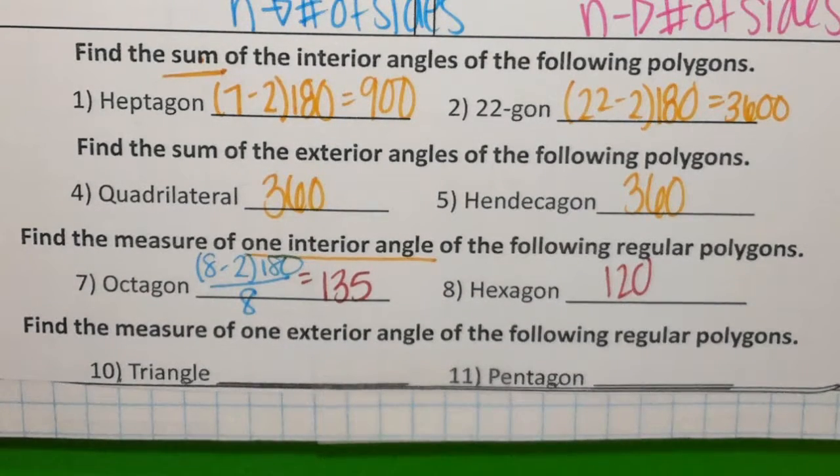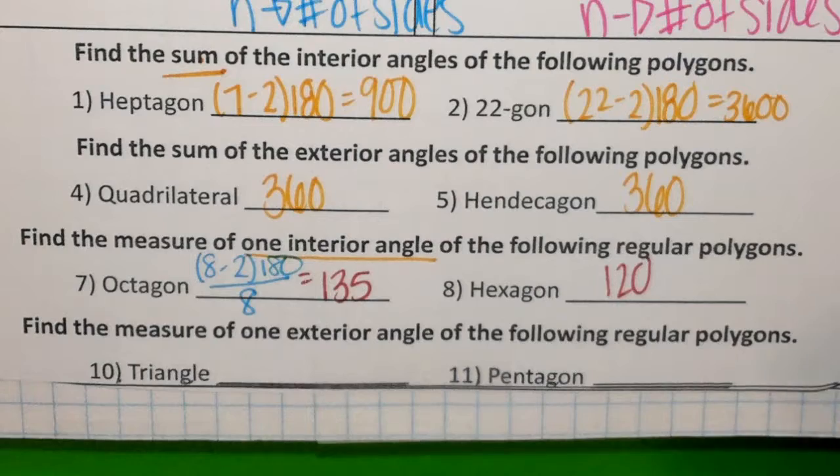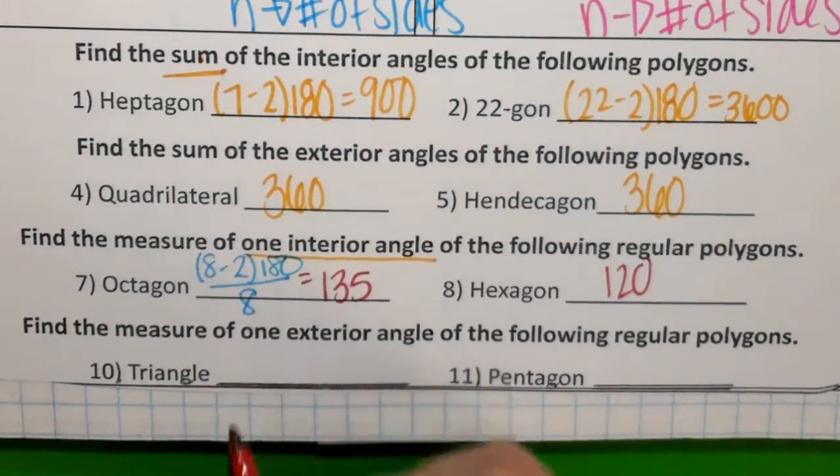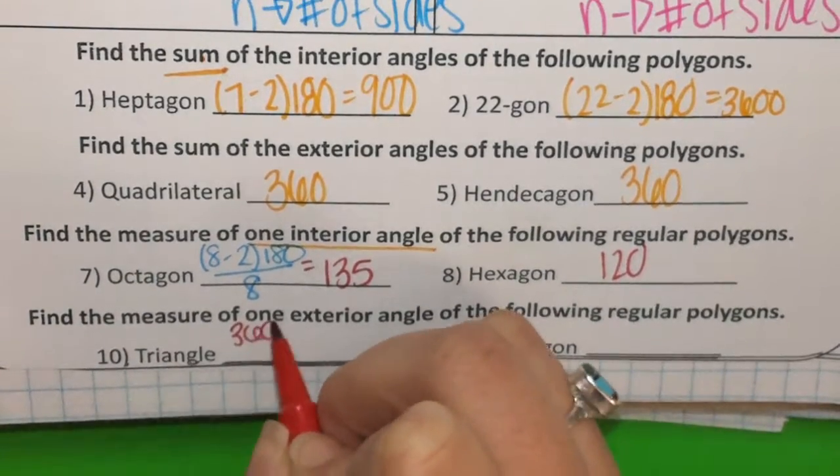Okay. All right, now, number 10 and 11 say find the measure of one exterior angle of the regular polygons. So, what is the sum of the exterior angles of a polygon, no matter what? 360. So what are we going to divide it by? n. And how many sides does the triangle have? 3. All right, do both of those without me.